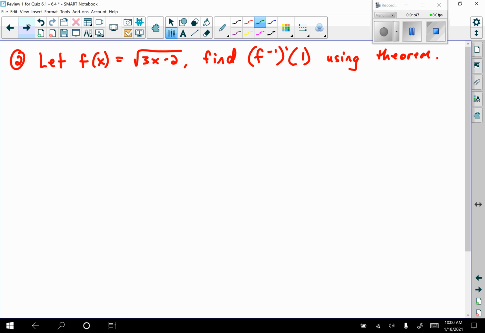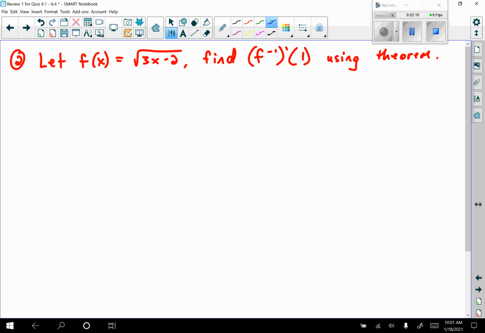This is also from section 6.1. We're going to let f of x equal the square root of 3x minus 2. We want to find the derivative of the inverse of f at 1 using the theorem. And then we're going to check by finding the inverse first and then finding the derivative. So pause the video again, look this up in your notes, see how you do.